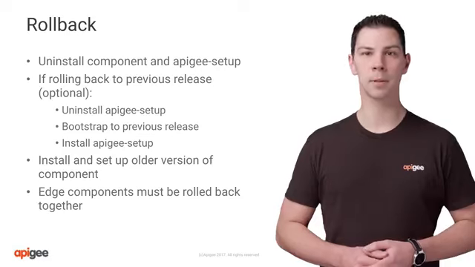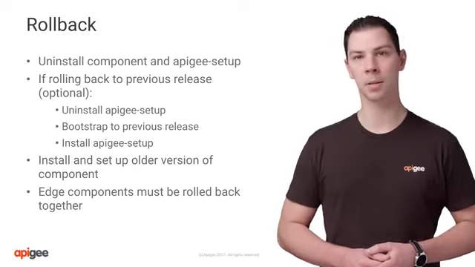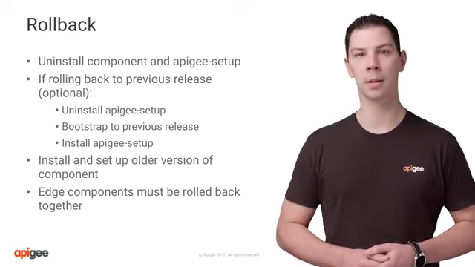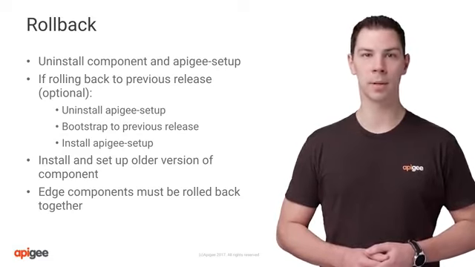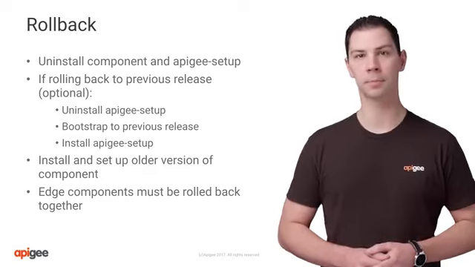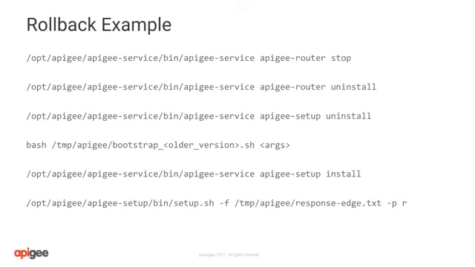Note that the management server, router, message processor, Cupid server, and Postgres server all share common code. If you have more than one of these components stacked on a single host, you will need to roll back all of them together. To perform the rollback, first use apigee-service to stop the service associated with the component you are rolling back. For instance, apigee-service apigee-router stop will stop the router service.